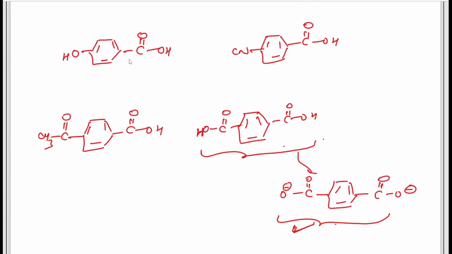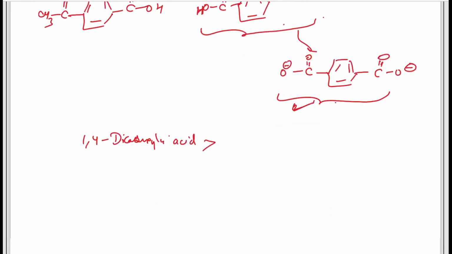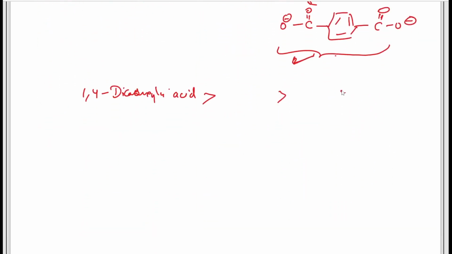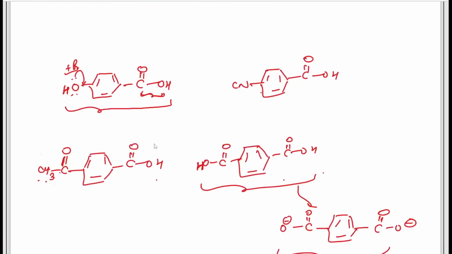Now if we compare these three cases, in the case of 4-hydroxy benzoic acid, oxygen can show plus R effect here. So ultimately it will decrease the stability of resulting carboxylate anion. So 4-hydroxy benzoic acid has least acidic strength.